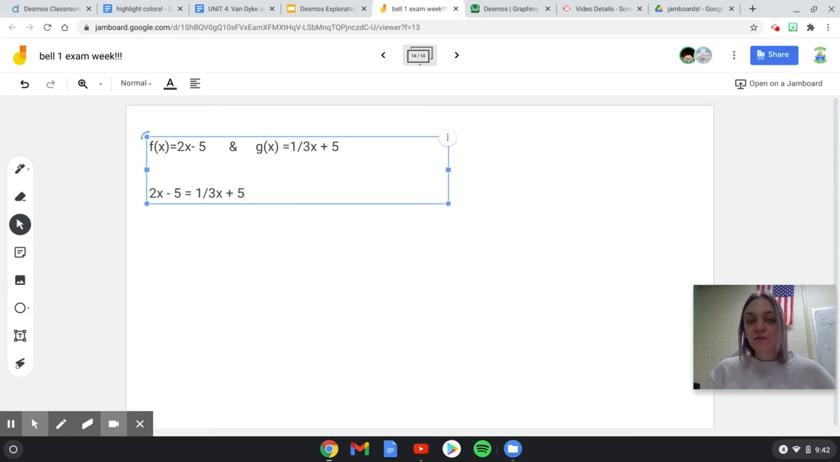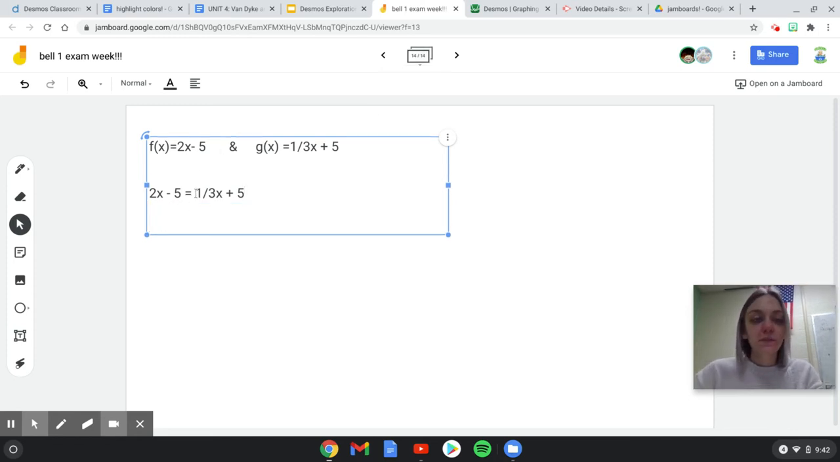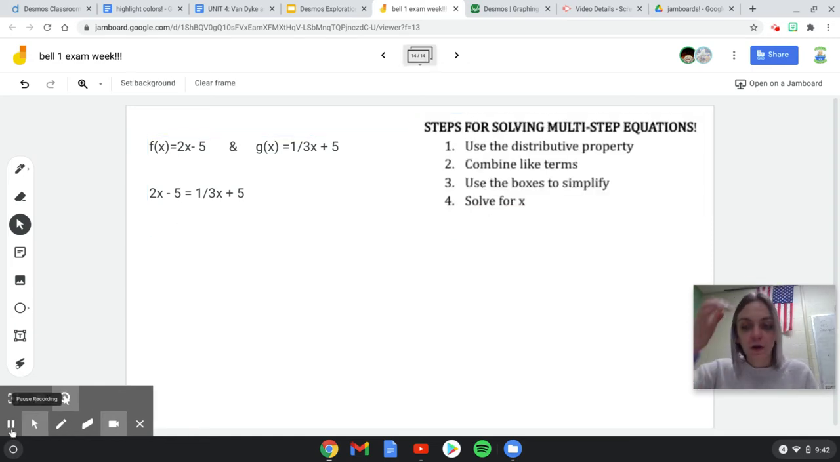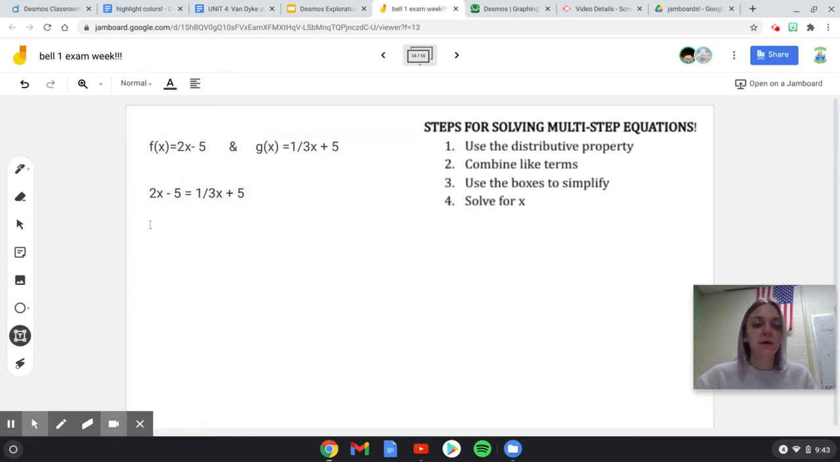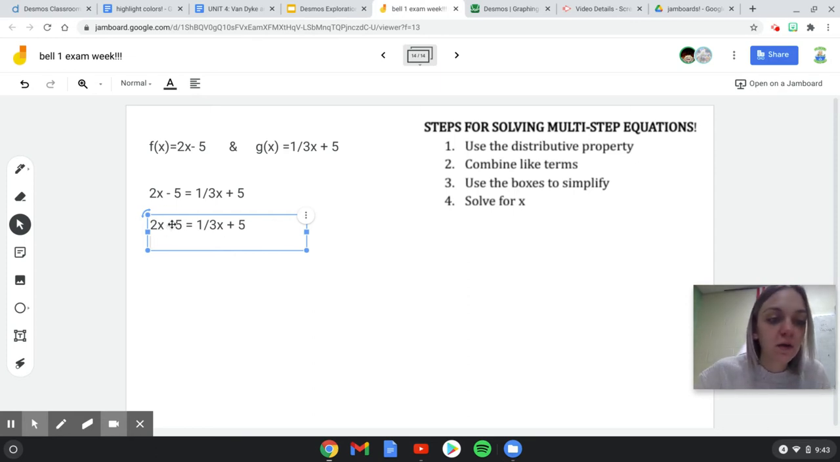And now this should look pretty familiar because we're going to solve this as a multi-step equation. So I'm actually going to copy and paste our steps for solving multi-step equations here. Okay, so we have our steps. Step number 1 is using the distributive property. Obviously, we don't have any parentheses, so our equation just stays the same. I like typing out all of my steps, but if this doesn't work for you and you just want to keep it the same, that is A-okay as well.